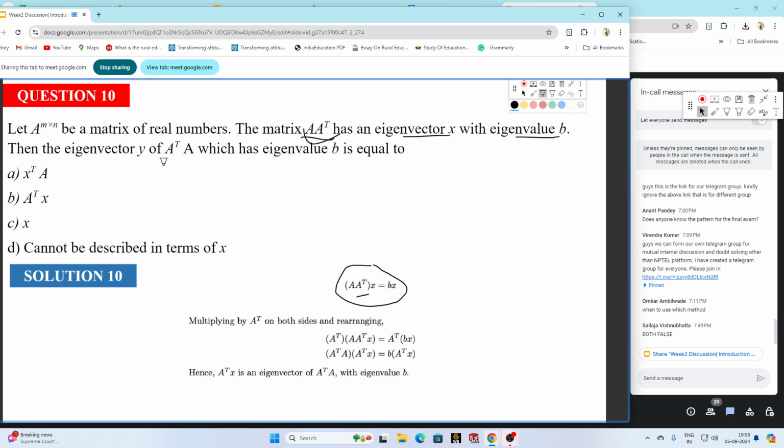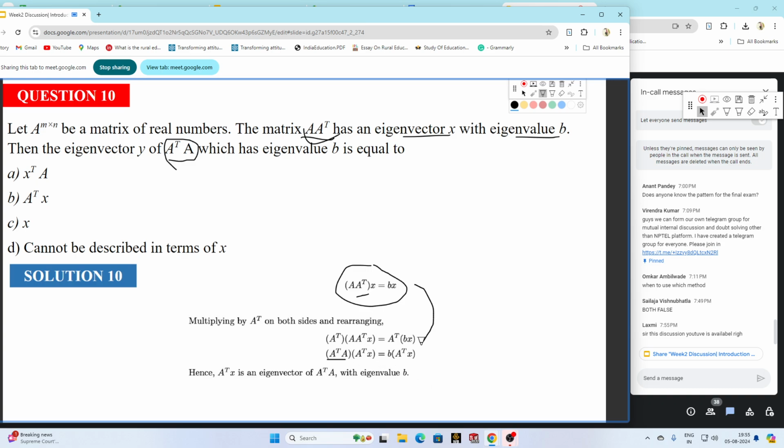Now we are asked to find the eigenvector of A transpose A. So our matrix should be A transpose A. So we are putting A transpose A here, and then this A we are shifting to go with x. So A transpose A times A transpose x equals b times A transpose x. Now again this is of the form matrix times vector equals eigenvalue times eigenvector. That means the eigenvector of A transpose A is equal to A transpose x. So the correct answer is B.